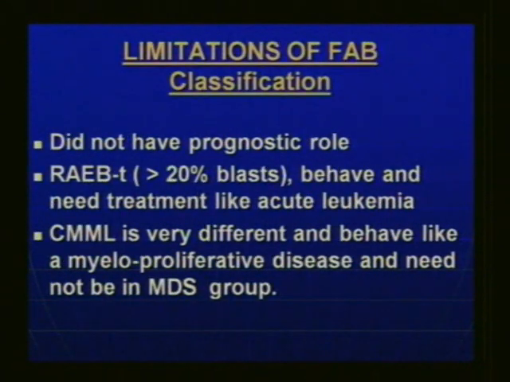But this classification has lots of limitations because it didn't have any prognostic role by subclassifying MDS through the FAB classification. The RAEBT, or in transformation, we considered as more than 20 to 30% blasts; they really behave and need treatment like an acute leukemia. The other one, the 5th category, chronic myelomonocytic leukemia, CMML, is very different and behaves like a myeloproliferative disease, so it need not be in the MDS category.